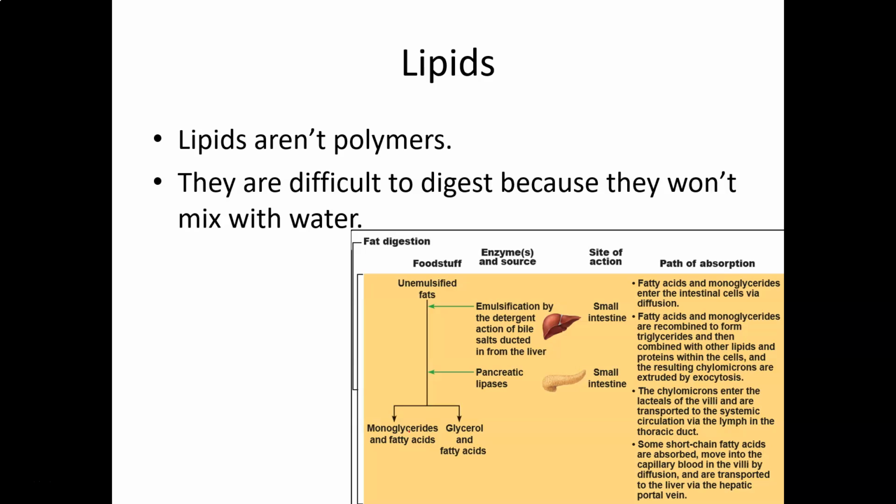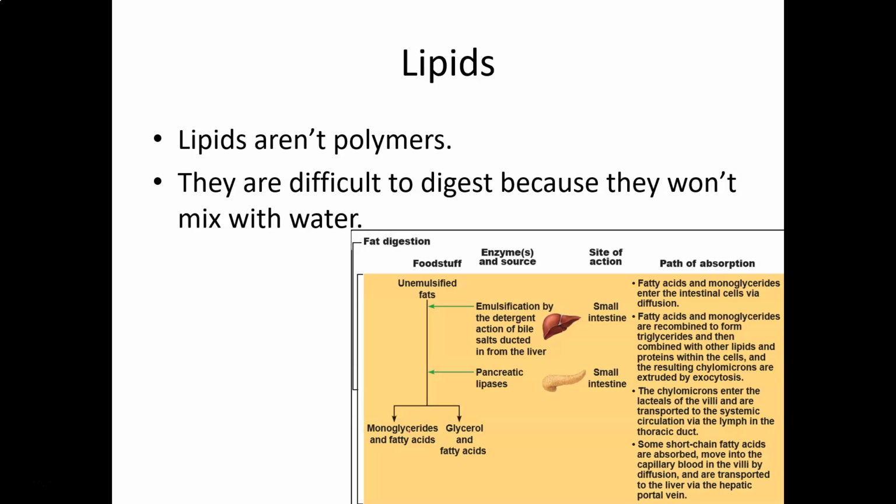Lipids are complicated for several different reasons. One, they don't do the monomer-polymer thing that carbs and proteins do. Like, they're not made out of smaller building blocks. A lipid's just a lipid. Two, lipids are complicated by the fact that they do not mix into water. And your digestive system is water-based, which means the lipid likes to just sit there and float on the surface. And your enzymes can't get to it if it's floating on the surface of the mixture.